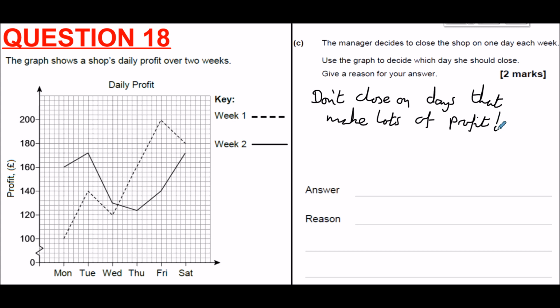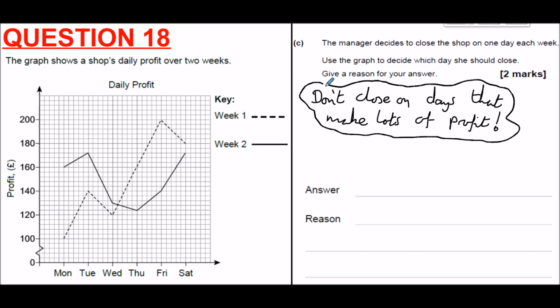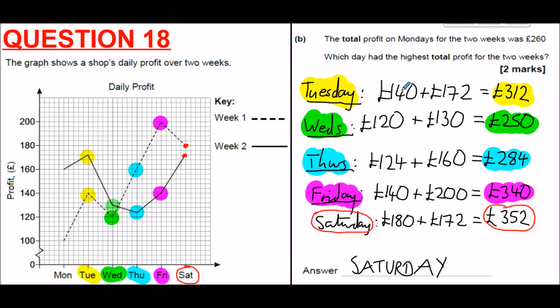Because she closes on a day where she'd normally make lots of profit, she's going to be turning away lots and lots of customers that may have come to her. So you want to be closing on your quietest day. So going back to part B, the best one to pick would be the quietest day, the day which tends to have the least profit made. So definitely keep open on Saturday because that's busiest. The quietest would be Wednesday. Wednesday is the smallest profit total. So she should close on Wednesday.